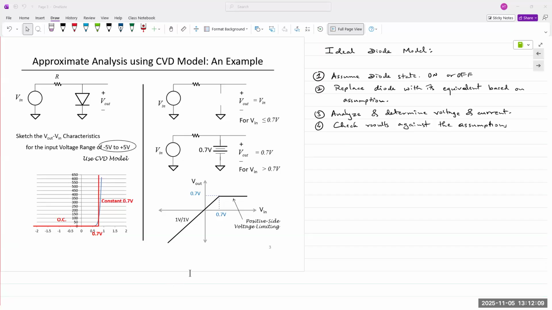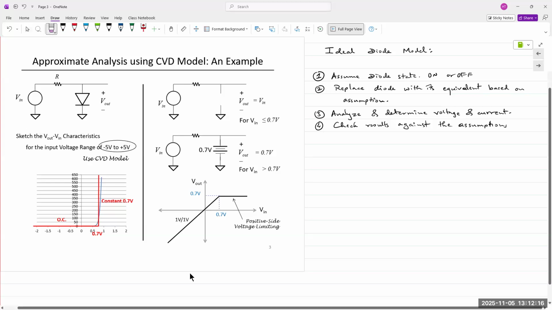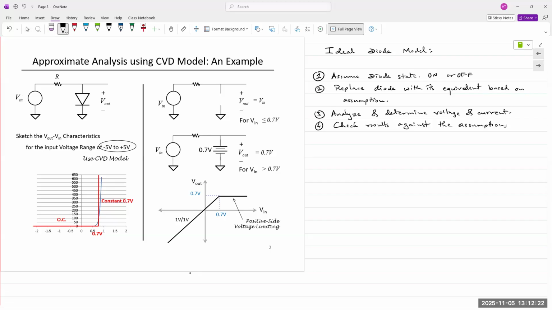So let's explain how this works. Let's first use the ideal diode model and analyze the circuit. If you're trying to plot the voltage transfer characteristics, meaning we are trying to plot the output voltage as a function of the input voltage.